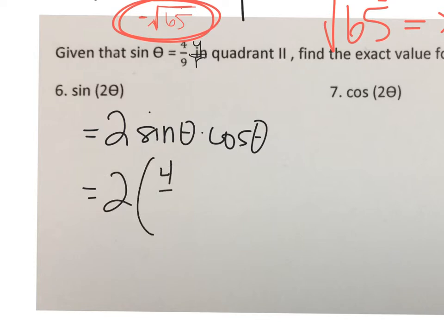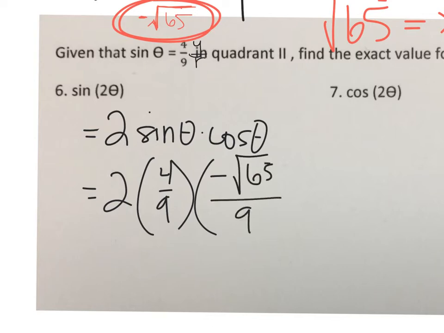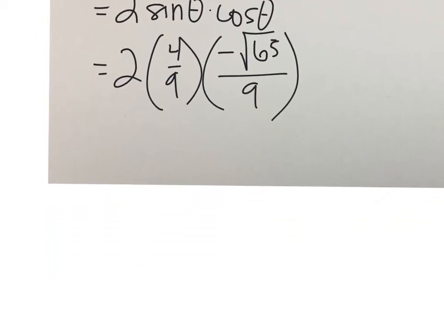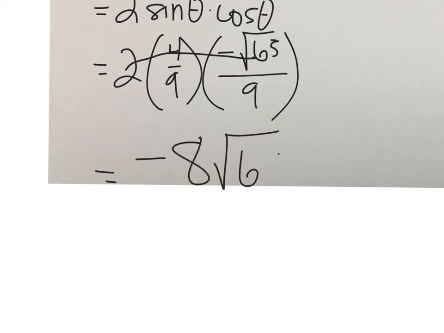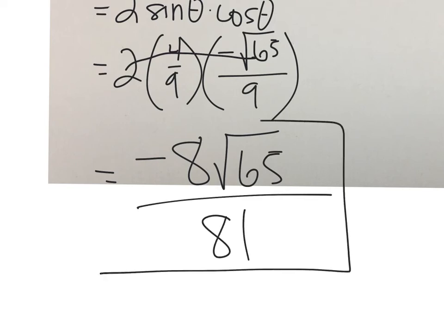So the sine is 4/9. The cosine is negative root 65/9. And now we simply multiply a bunch of fractions. 2 times 4 times this is negative 8 roots of 65. And 9 times 9 is 81. So we get this lovely mixed radical with a fraction in it that happens to be negative.